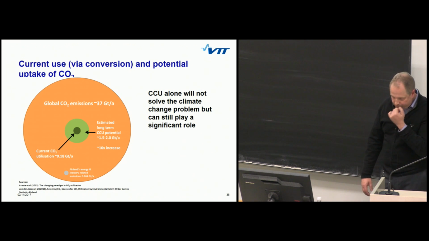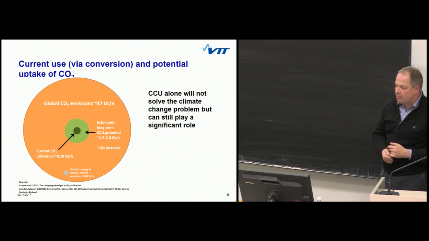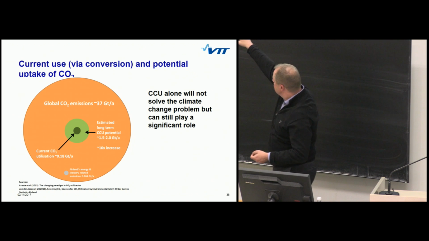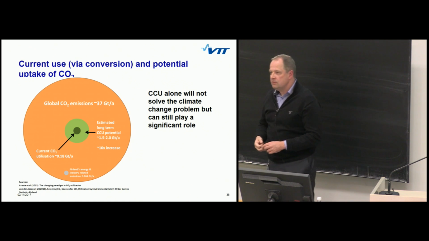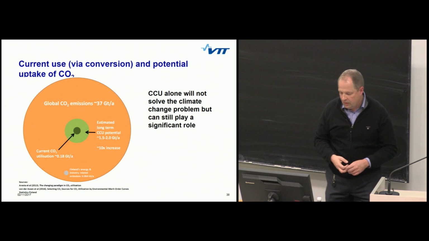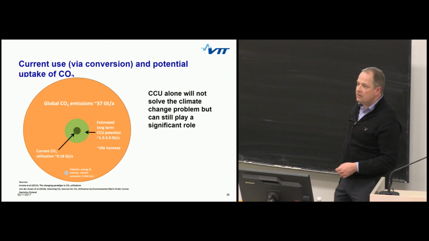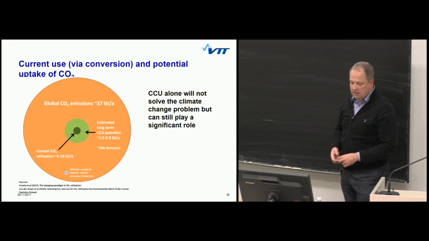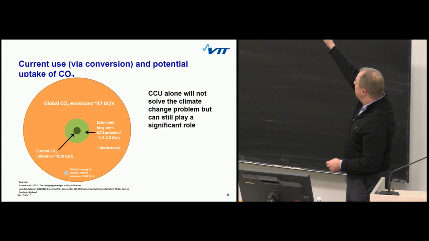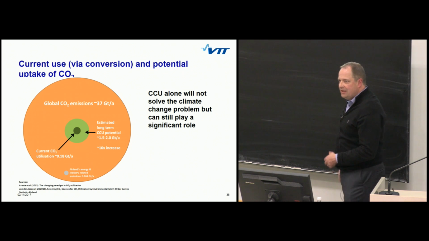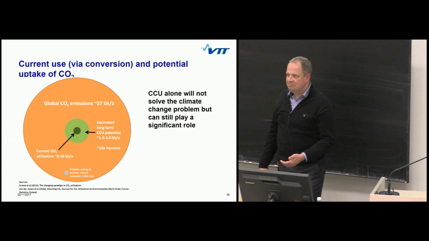The global CO2 emissions are about 37 gigatons a year. The Finnish emissions are around 64 megatons. The current CO2 utilization in the world is about 3 times the amount of CO2 that we emit in Finland, and the long-term potential is 10 times that. Still, it's not enough to make the world carbon neutral; it is again a part of the solution.